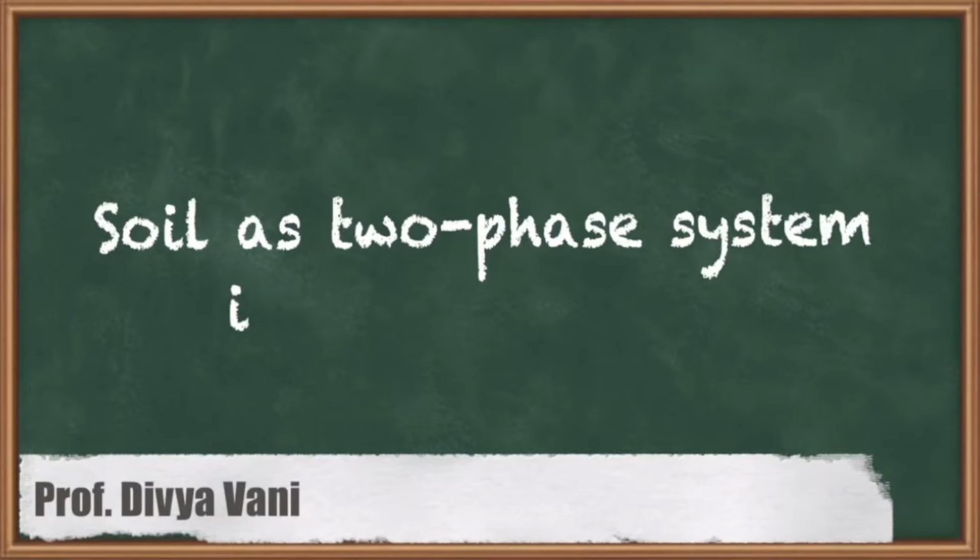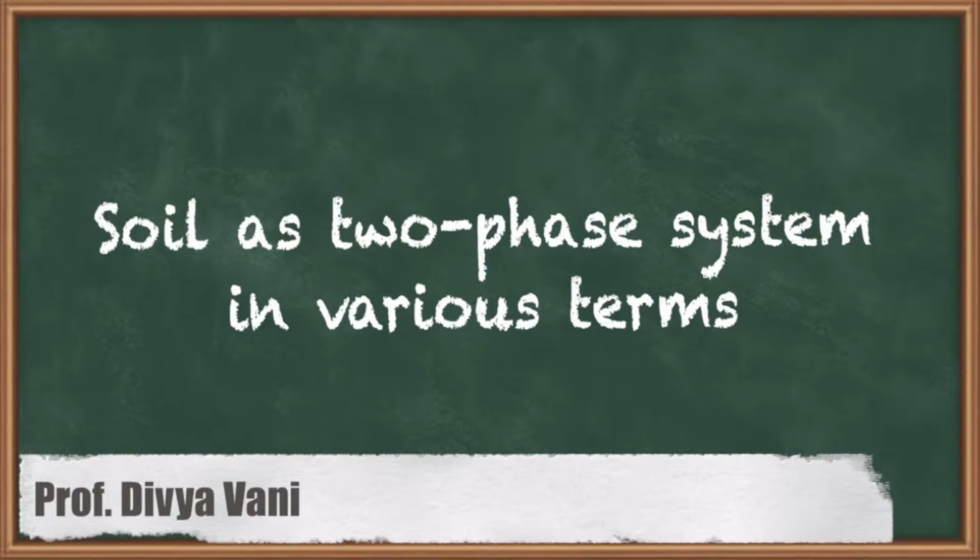Hello students. Today we are going to learn about the next topic of chapter 1, that is Introduction to Geotechnical Engineering, Basic Definitions and Relationships. Coming to the next topic, that is soil as a two-phase system in various terms. In the previous content we have learned soil as a three-phase system. Let us now learn how the three-phase system is converted into a two-phase system.